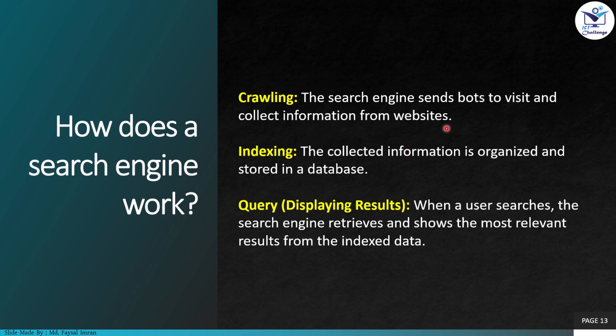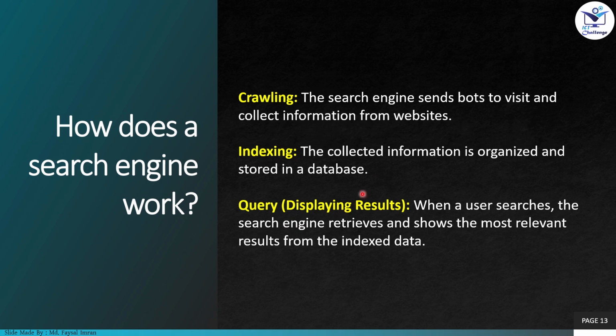After the data collection, you need to organize those data. So the collected information is organized and stored in a database. We also know the database is a collection of data. After this indexing, we need to display the result. The search engine displays the result to the user. Then the query comes. When a user searches, the search engine retrieves and shows the most relevant result from the indexed data. So a search engine works in three steps: crawling, indexing, and query. That means displaying the results.